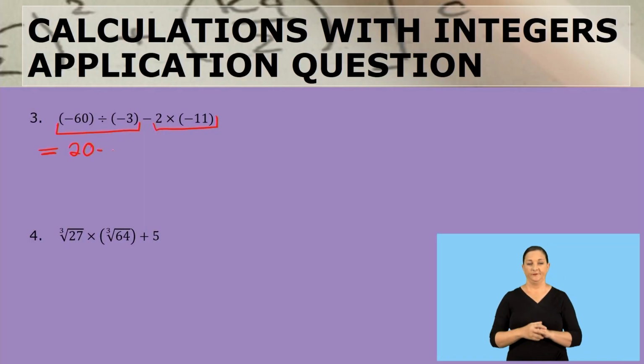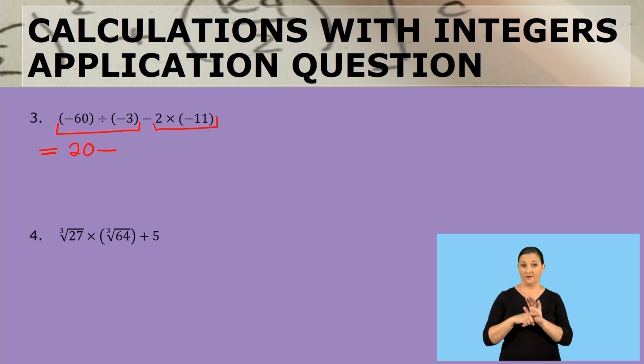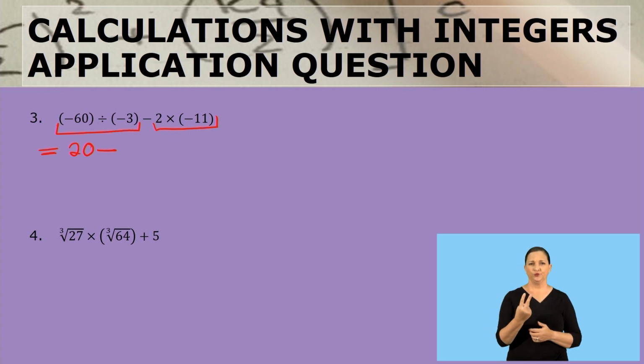negative numbers. Then minus, and we are going to be working with that 2 multiplied by a negative 11. Now, a positive number multiplied by a negative number will give us a negative result. So that means that we are going to say what is 2 multiplied by negative 11. We know the answer is going to be negative, and 2 multiplied by 11 is 22.